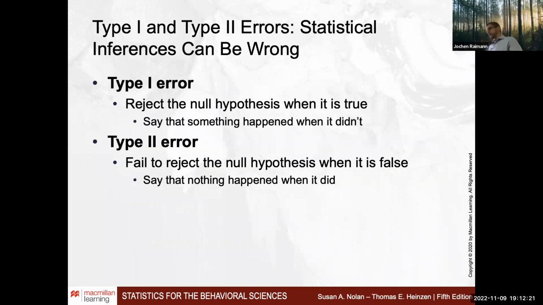Important is type 1 and type 2 error. Type 1 error is when you reject something that you shouldn't have rejected. Type 2 error is when you do not reject what you should have rejected. We talk about this again in chapter 8 in a second.